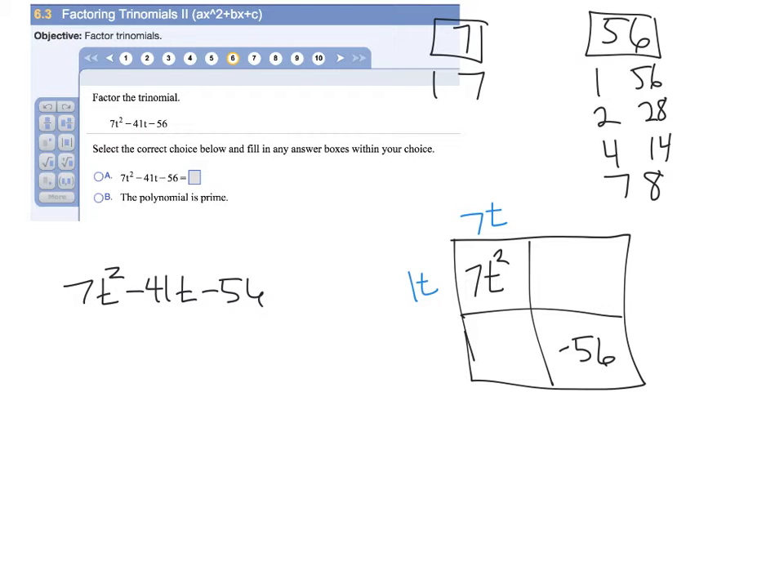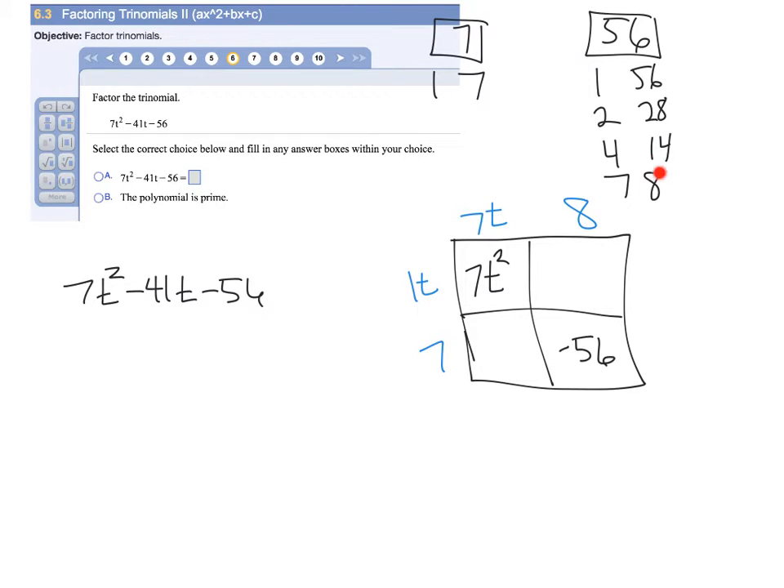Let's do 14 and 4. 4 and 14. 28 plus 14. No, this is just going to be a lot of gross guesswork. 56. Okay, so let's start with 2 and 28. So let's put the 2 here and the 28 here, I guess. Or the 7. I don't know what to do. Oh, I get it. I see it. I'm going to do the 7 and the 8. Okay, so I'm going to put the 7 here and the 8 here. All right? And that should have been my first guess.